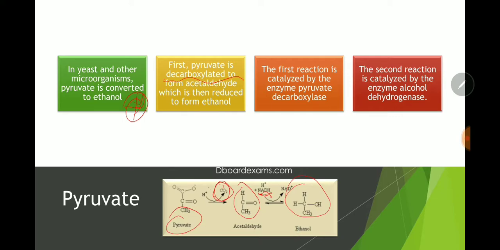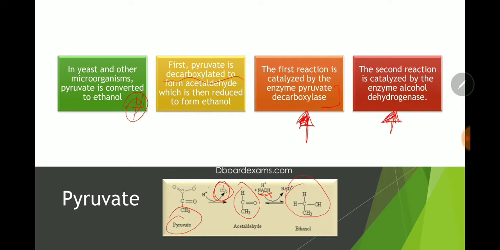So the first reaction is usually catalyzed by the enzyme pyruvate decarboxylase. Remember that enzyme. Pyruvate decarboxylase removes one carbon from pyruvate to form acetaldehyde. And the second reaction is catalyzed by the enzyme alcohol dehydrogenase.